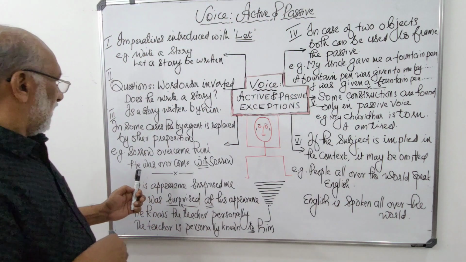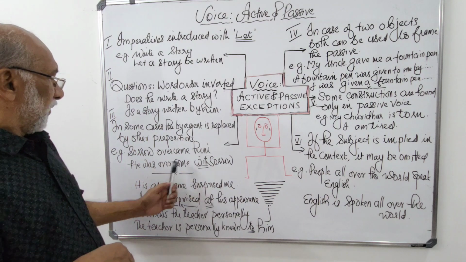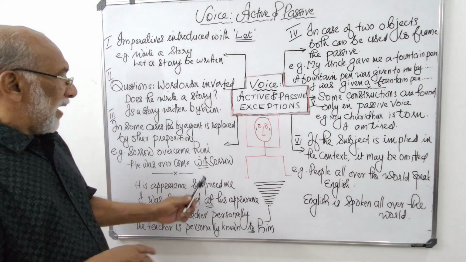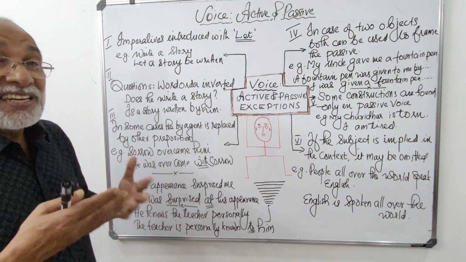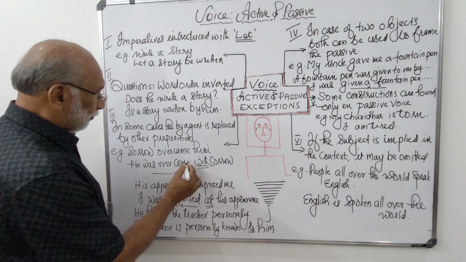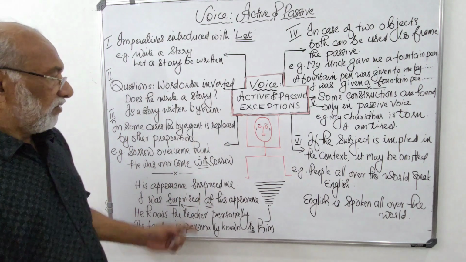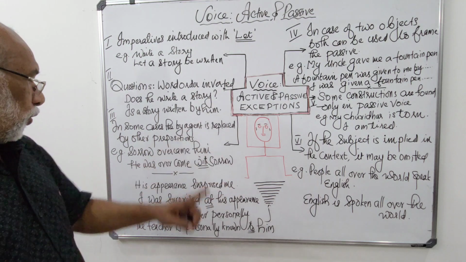The first one is, see, sorrow overcame him. He was overcome by sorrow. You may have a tendency to say like that, but it's a mistake. It should be, he was overcome with sorrow. He was overcome with sorrow.